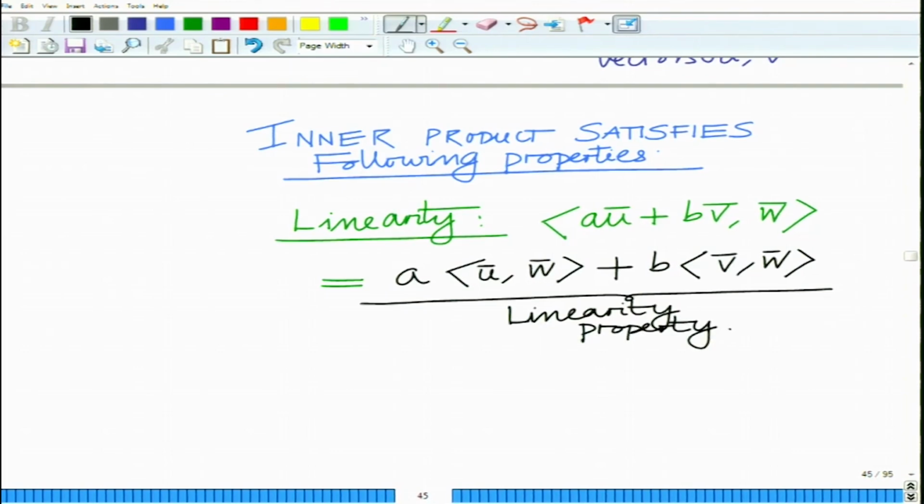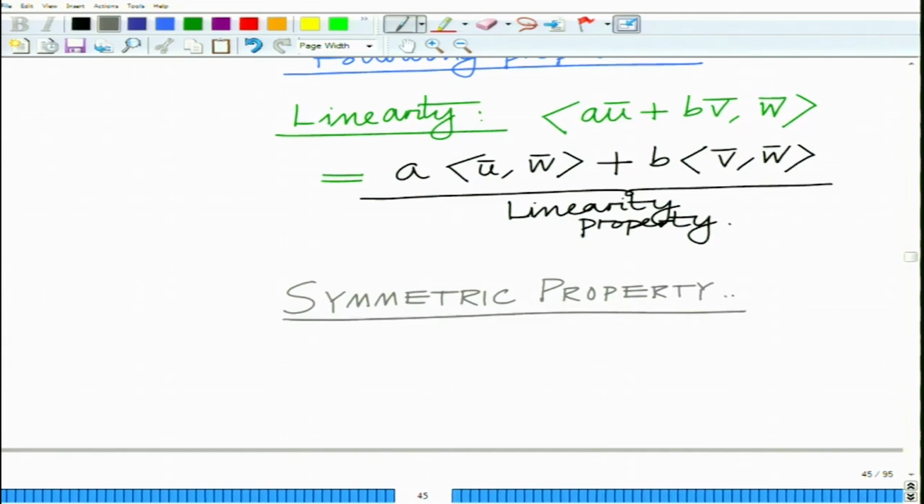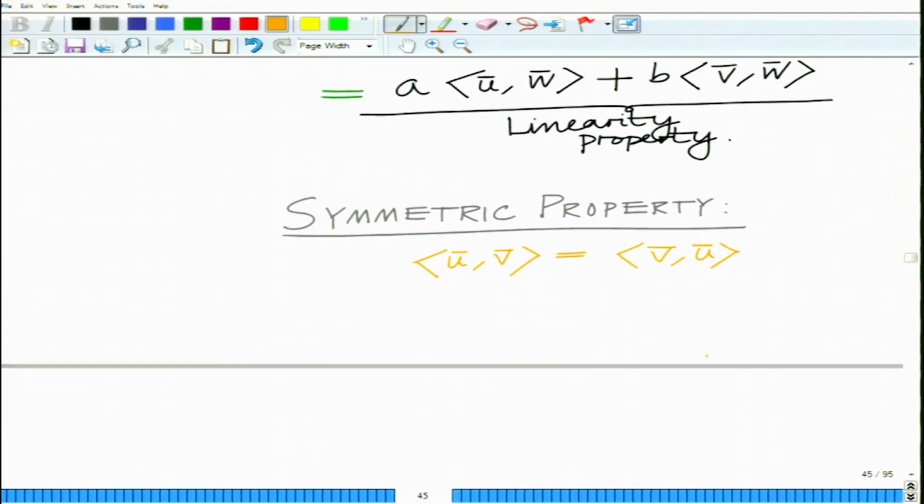That is, the inner product of the linear combination A u bar plus B v bar with the vector w bar is the linear combination of the inner products, A times the inner product of u bar with w bar plus B times the inner product of v bar comma w bar. Okay. This is the first property. Then we have the symmetric property or the symmetry, which is very simple, that is the inner product of u bar comma v bar equals the inner product of v bar comma u bar.